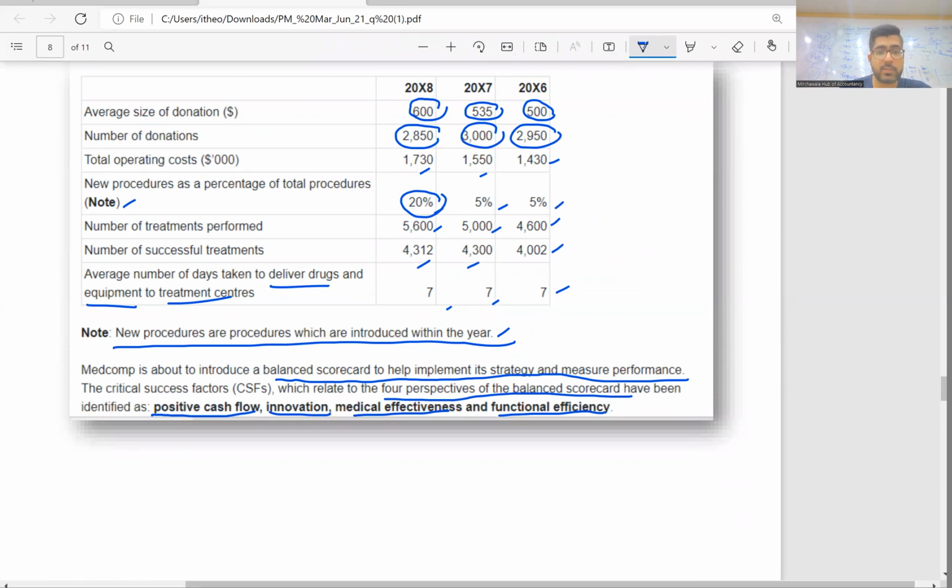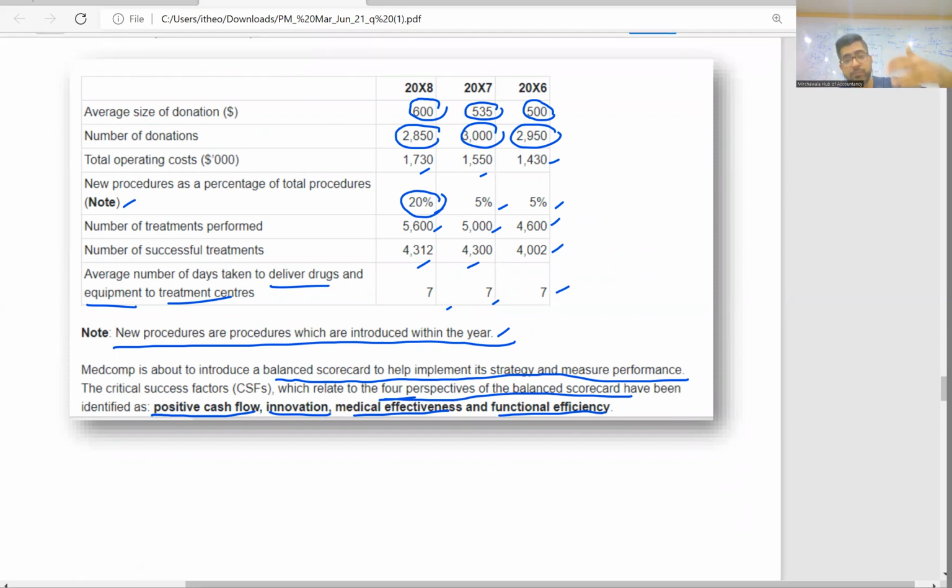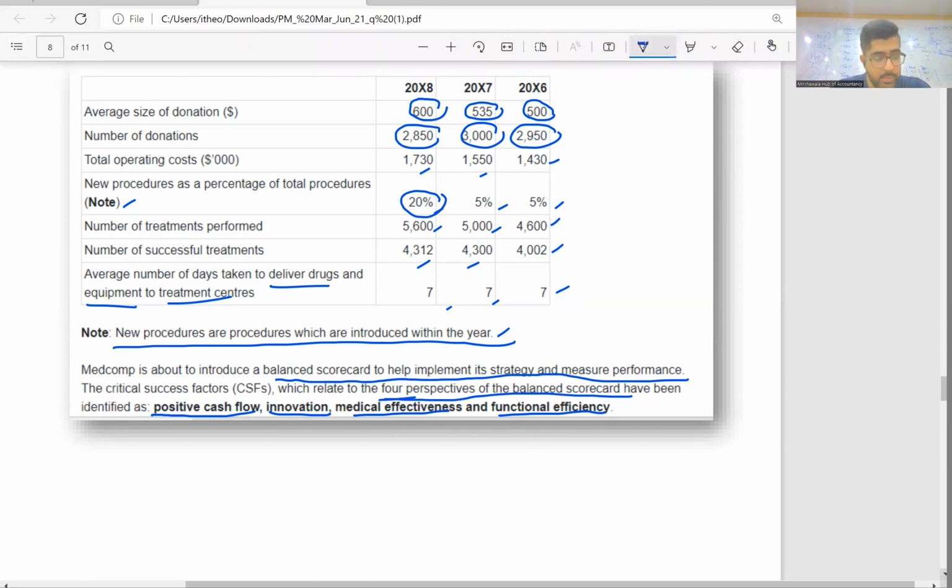Critical success factors which relate to 4 perspectives are positive cash flows, innovation, medical effectiveness, and efficiency. It hasn't said which perspective relates to which critical success factor, but it has identified 4 critical success factors as positive cash inflow, innovation, effectiveness, and efficiency. This is the information.